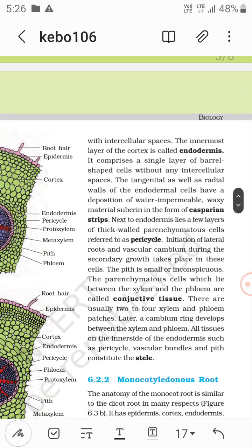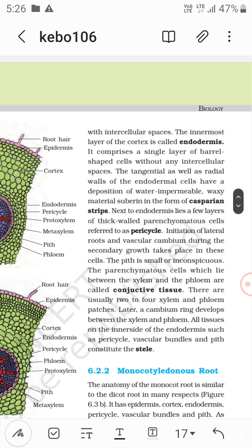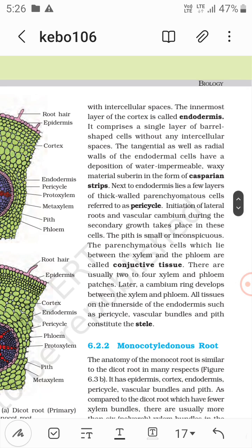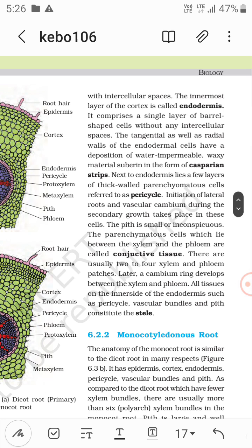Next to the endodermis lies a few layers of thick-walled parenchymatous cells referred to as pericycle. Initiation of lateral roots and vascular cambium during secondary growth takes place in these cells. The pith is small and inconspicuous. The parenchymatous cells which lie between the xylem and phloem are called conjunctive tissues.